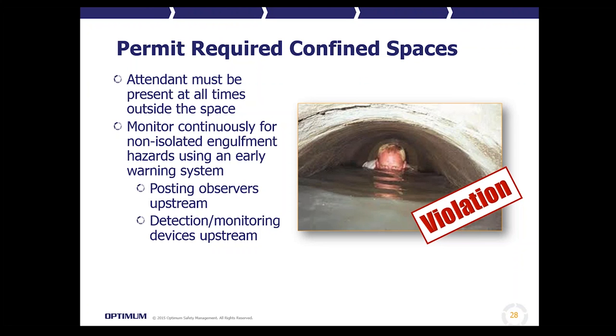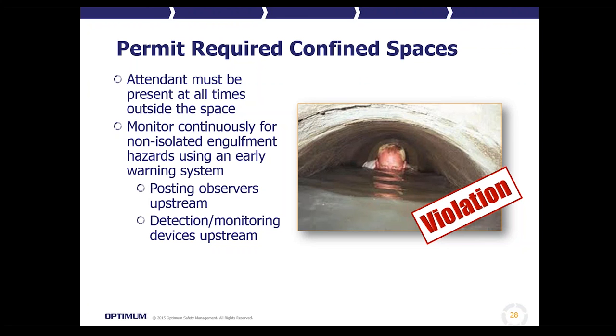And then monitor continuously for non-isolated engulfment hazards using an early warning system. Now, this is one of the ones that there's still some talk out there about how exactly this is going to be done. If you see this picture here where this guy's inside of a tunnel and the water is creeping up on him, whether slowly or very quickly, we certainly don't want this to happen to anyone. So what this portion of the new standard is telling us is that we have to provide some way of determining if water levels are rising upstream from where the work is being performed.